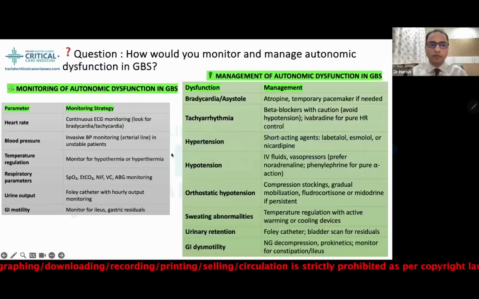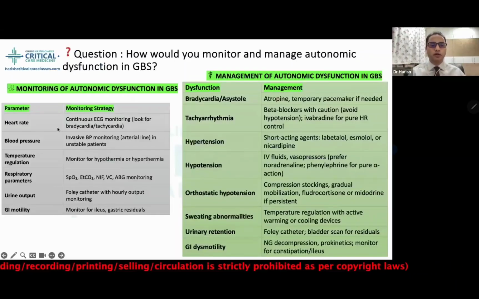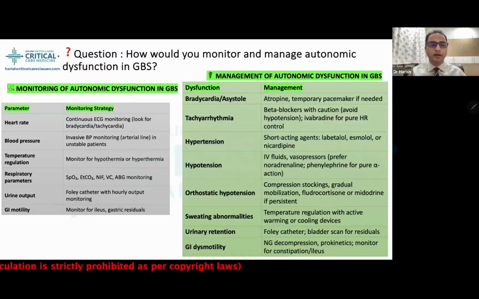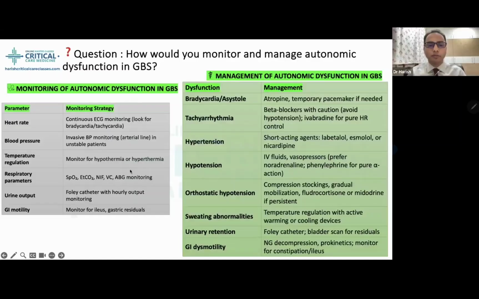So how are you going to monitor? Basically, you need to monitor ECG and heart rate with continuous ECG, looking for bradycardia and tachycardia. BP, particularly use an arterial line if the patient is hemodynamically unstable. Temperature monitoring for both hypo and hyperthermia. Respiratory mechanics, which we already discussed, including ABG. Urine output, better to monitor hourly output with a Foley catheter.